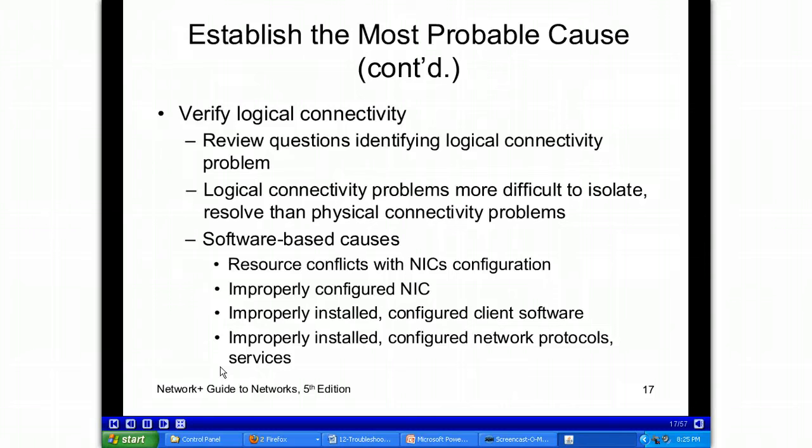And then properly install and configure network protocols and services. All these are generally done, and these generally are not the cause if everything's fairly static in your environment and there have not been any of these changes recently. This would be for new businesses starting up. You get a whole bunch of new software in, a whole bunch of new hardware in. That's where all this stuff happens.